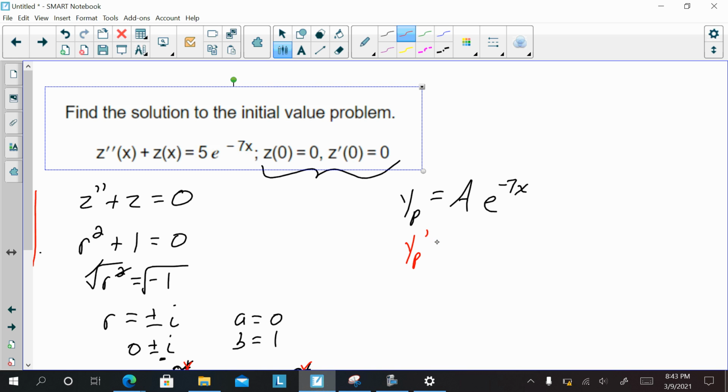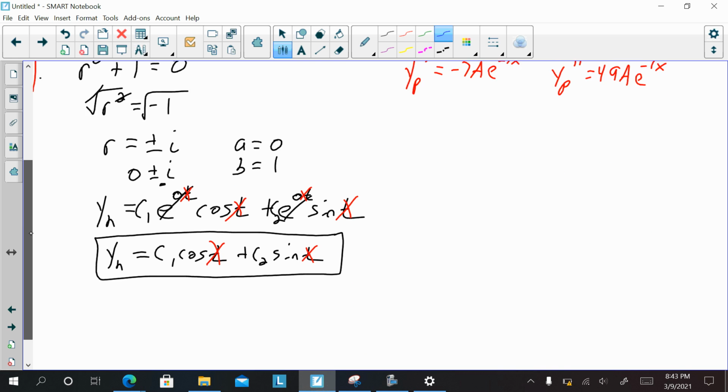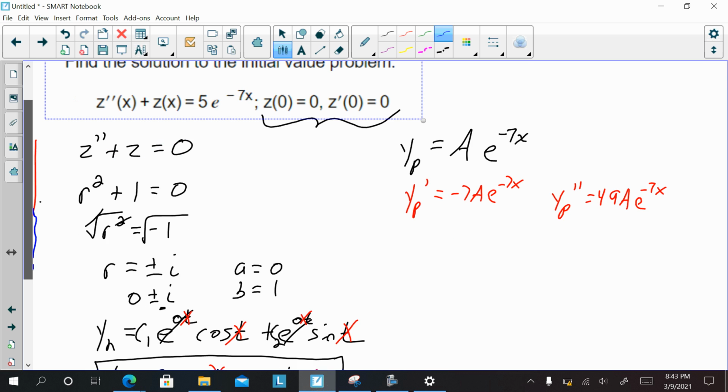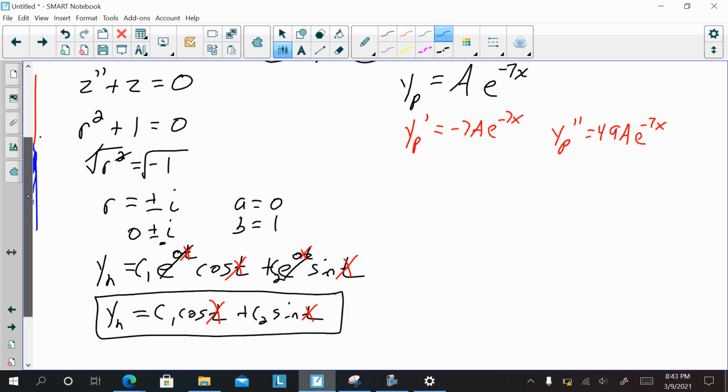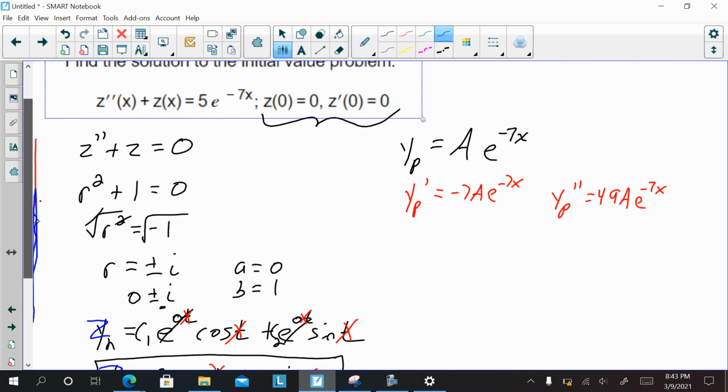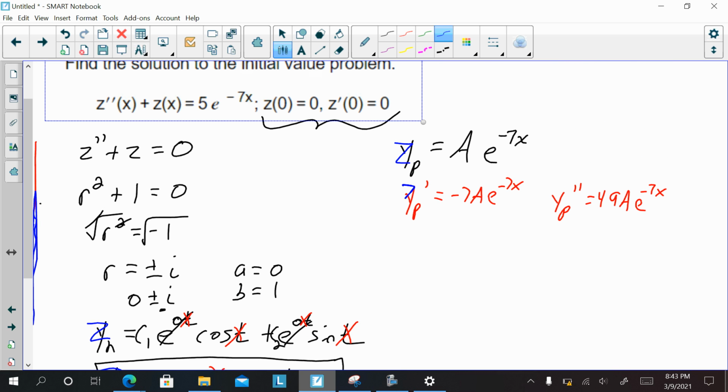So our first derivative of our particular solution would be negative 7a e to the negative 7x, and our second derivative would be 49a e to the negative 7x. So if we substitute this in, and here I go getting my letters all confangled. I'm used to all the other problems, our variables being y and t. Here, our dependent variable is z, so this would be z sub p instead of y sub p. So our particular solution for z would be this.